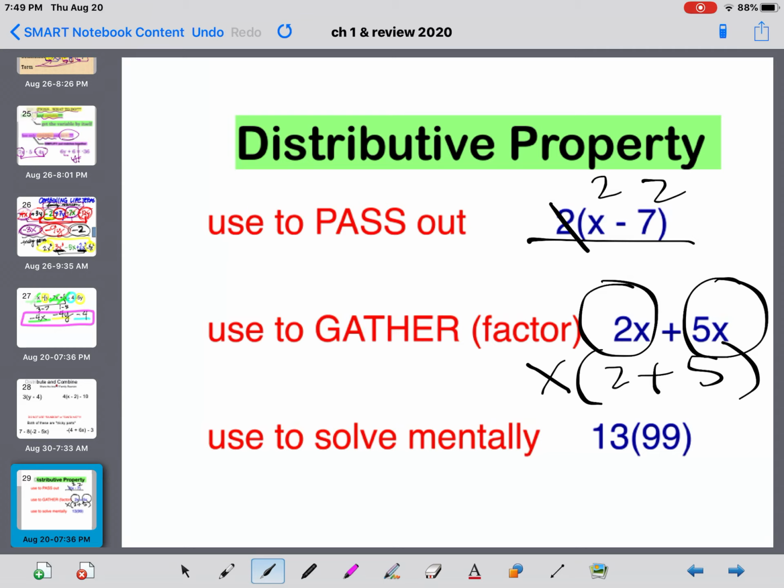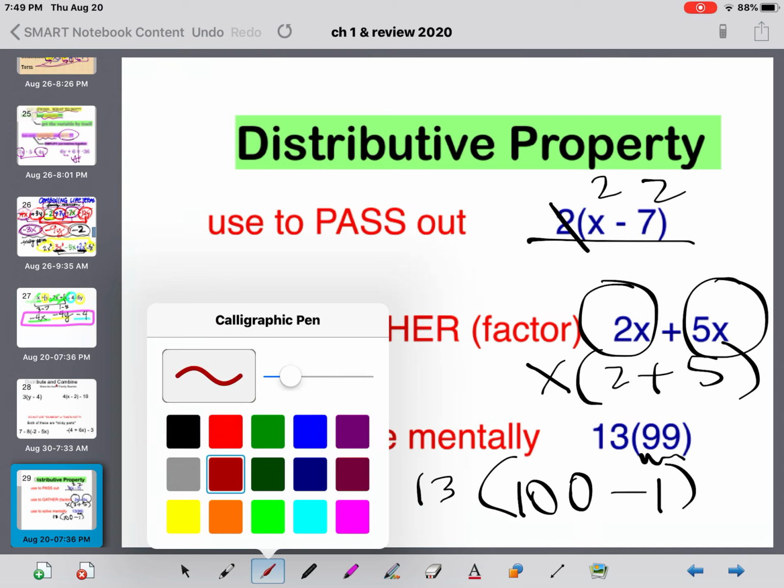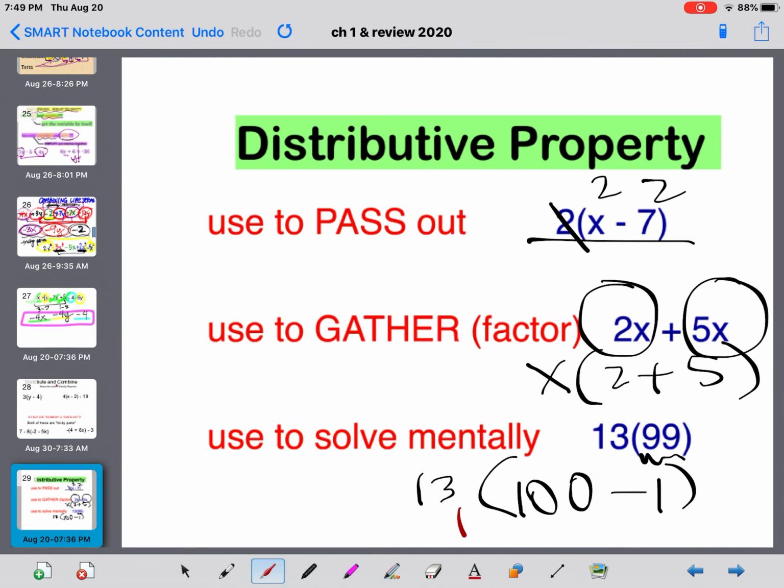I like this one the best. This one I use to solve mentally a lot. So I know that 99 on this one is really close to 100. And 99 is 100 minus 1. So if I'm going to do a problem like this, I'm going to do 13 times 100, which is 1300, minus 13 times 1 is 13, and then I can solve it from there. Those are some of the ways that we can use distributive property, but let's talk a little bit more about distributive property.